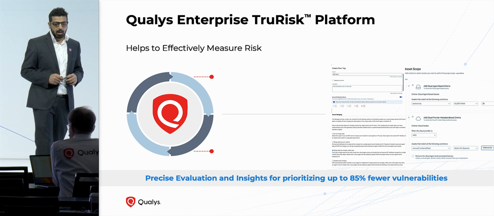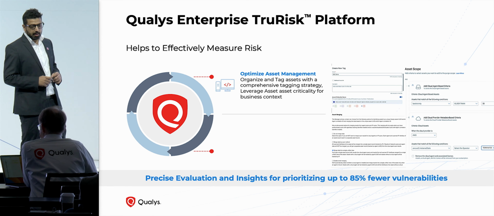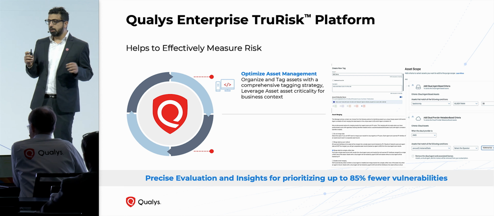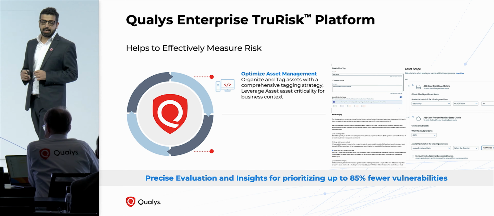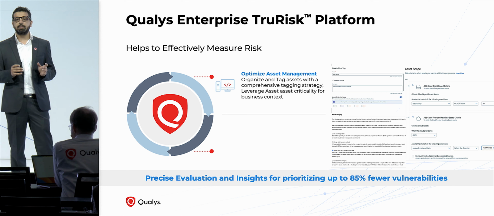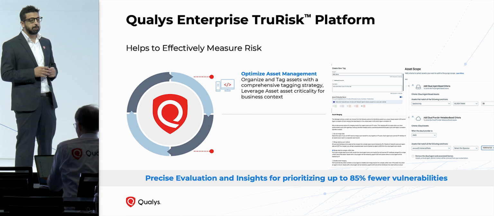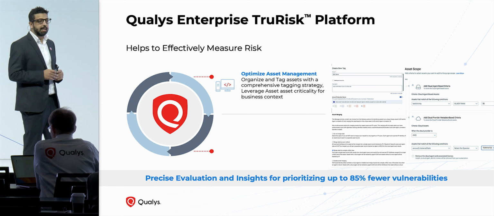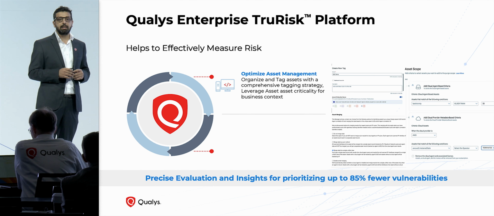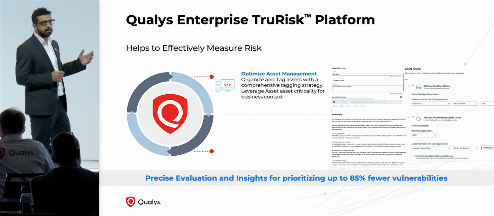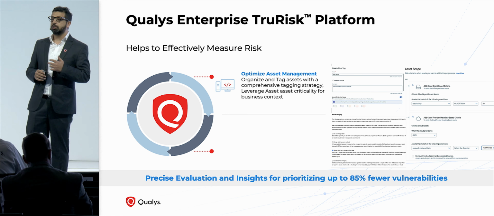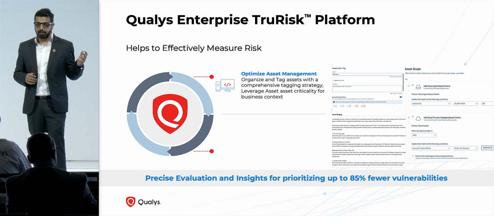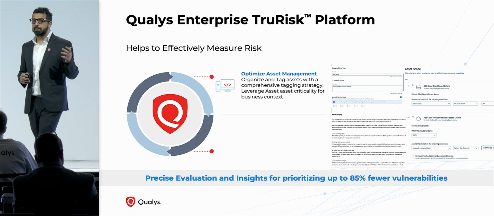Moving on, how to effectively measure your risk. Once you have identified all the assets in your network, the next step is to organize your assets in the most optimal way. And Qualys provides you dynamic and static tags to do that. There are multiple tagging strategies which you should be using, such as tagging and organizing your assets based on the locations, based on the operating systems, based on the asset nomenclature, and also assigning business criticality to these assets.